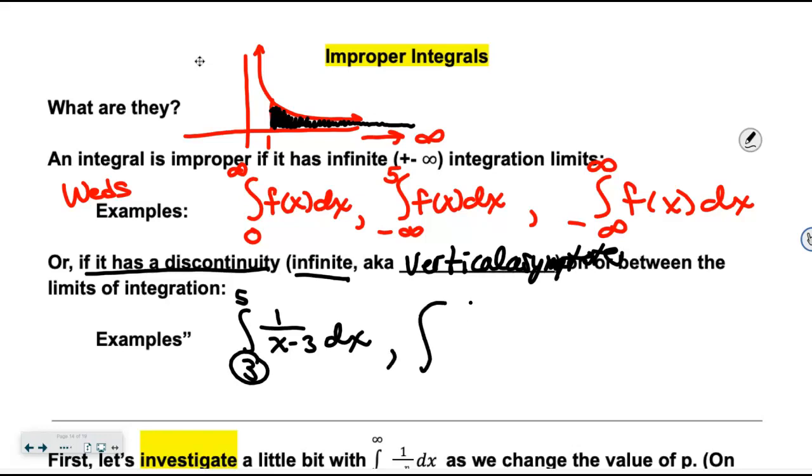Or if I was doing the same one, going from 2 to 5, you see what the issue for that one would be. I'm trying to find the area under the curve, but along the way, what do I hit? A vertical asymptote. So it can cause issues, and I have to teach you how to decide whether there actually is a finite amount or whether we diverge.